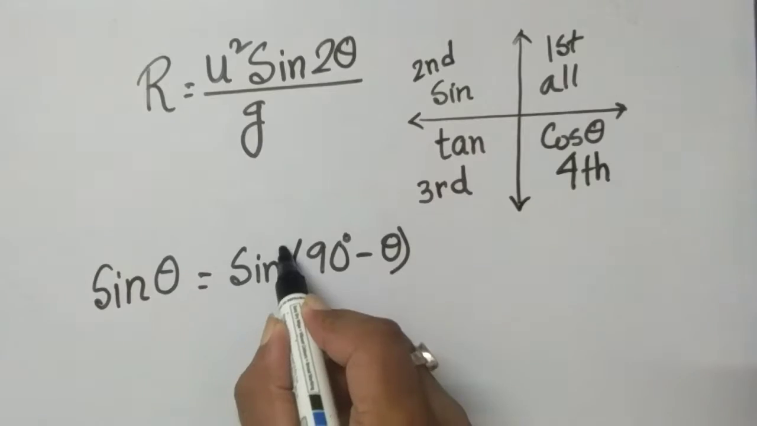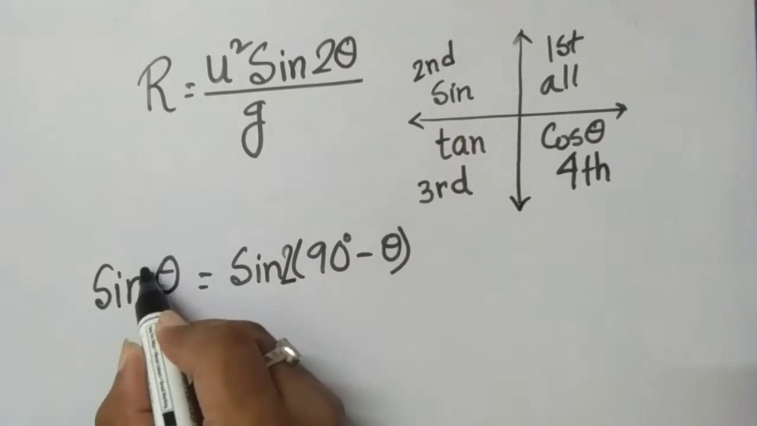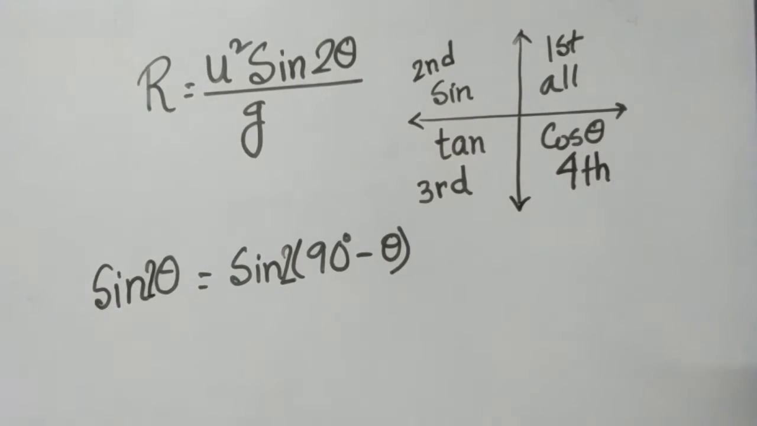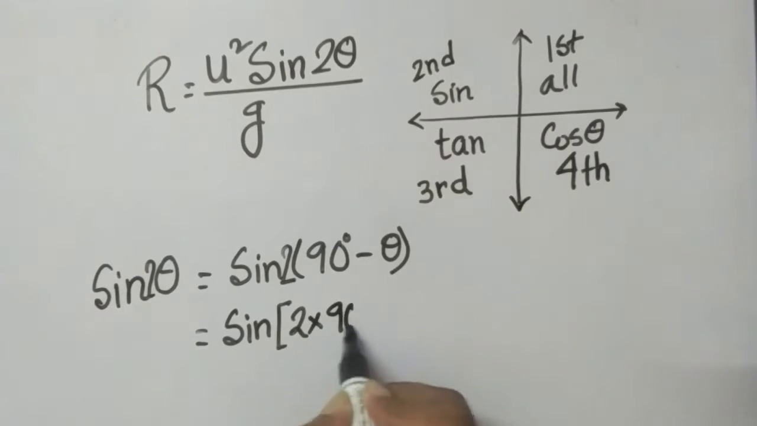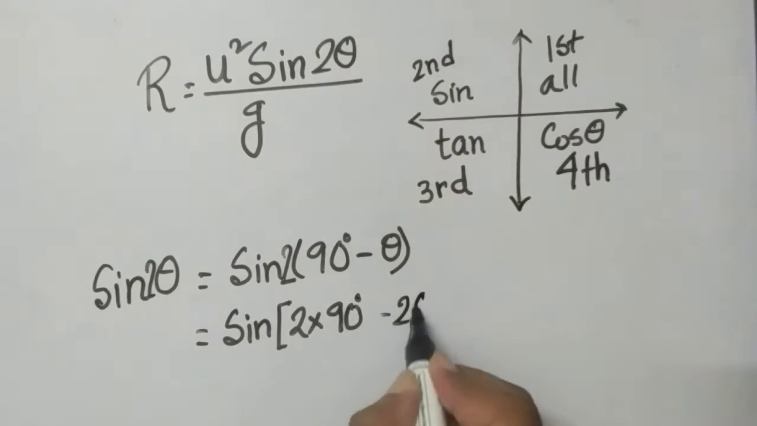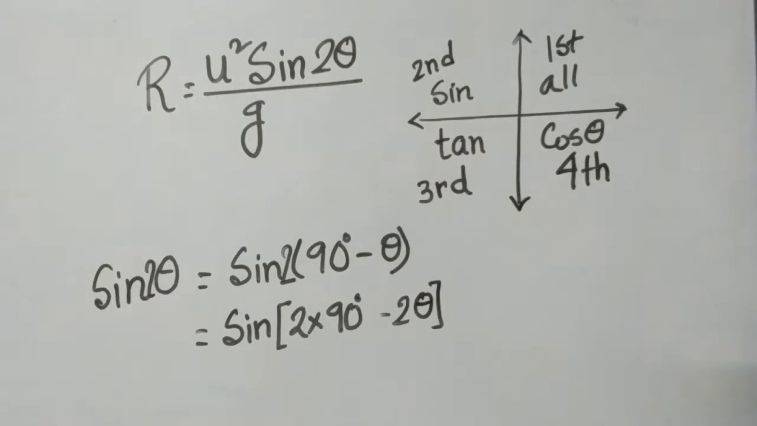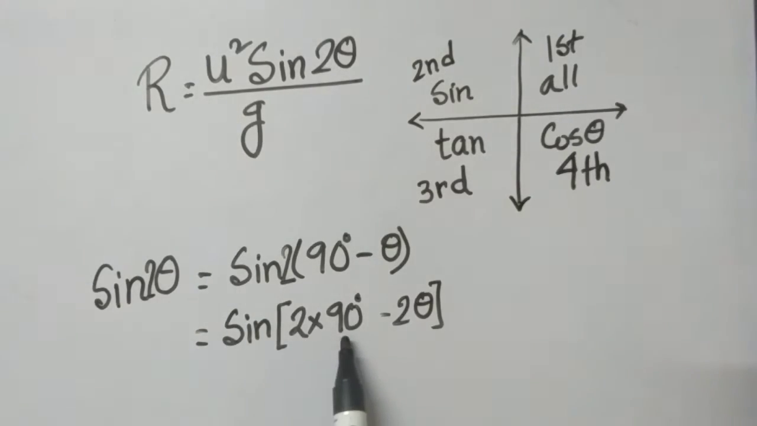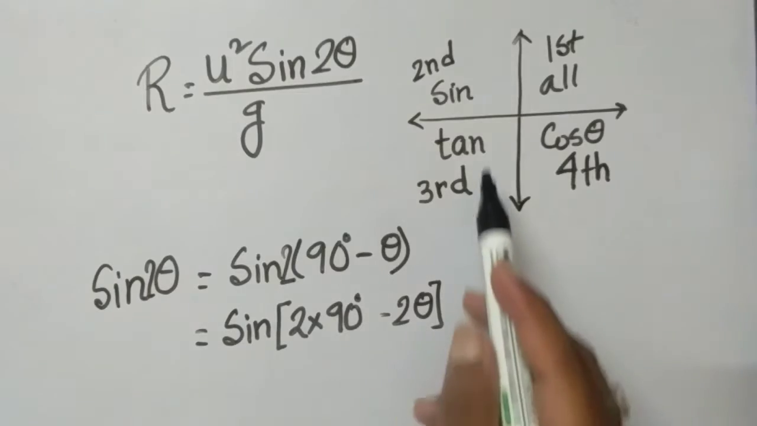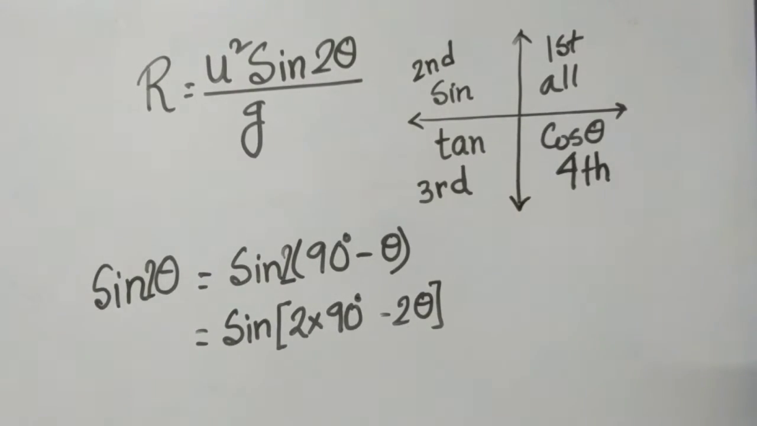But if I put a value 2 here and put a value 2 here, then sin 2 theta can be written as sin 2 into 90 degree minus 2 theta. Now it is possible. Obviously it is possible, because sin 2 theta is the angle in the first quadrant, and sin of 2 into 90 degree minus 2 theta is the angle in the second quadrant.